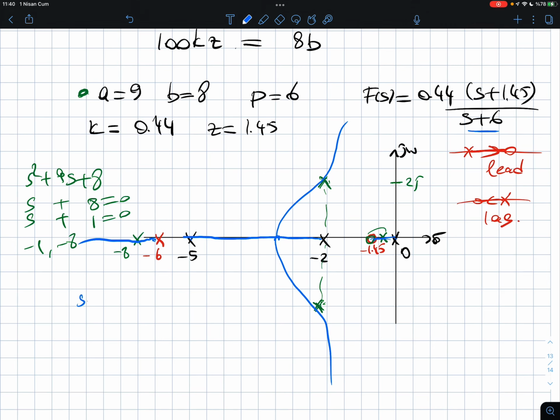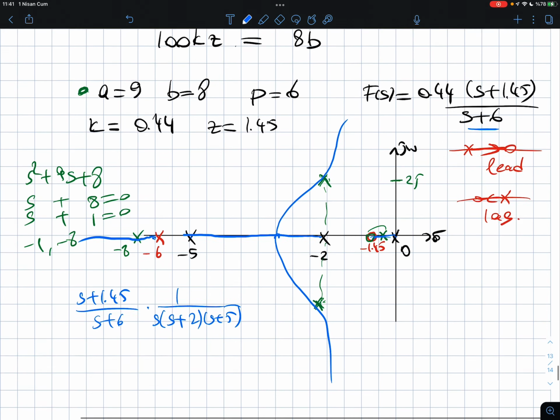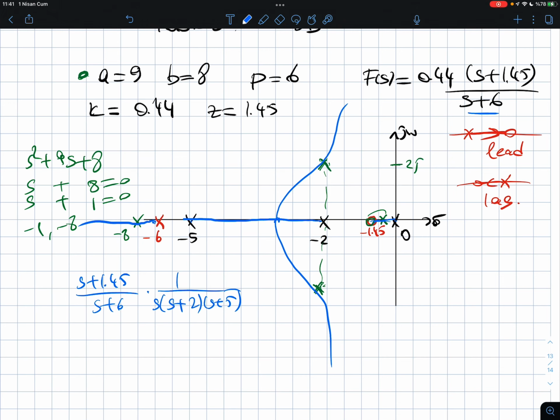This would be the root locus plot if we plot the root locus of (s plus 1.45) divided by (s plus 6) times 1 divided by, or 100 divided by, depending on your choice, s times (s plus 2)(s plus 5). So we have four poles. So that was why I was confused. This one is one of the open loop poles. This one is the two poles of the system here. And then we have an additional pole because we have a first order system. We've designed a first order system at minus 6.